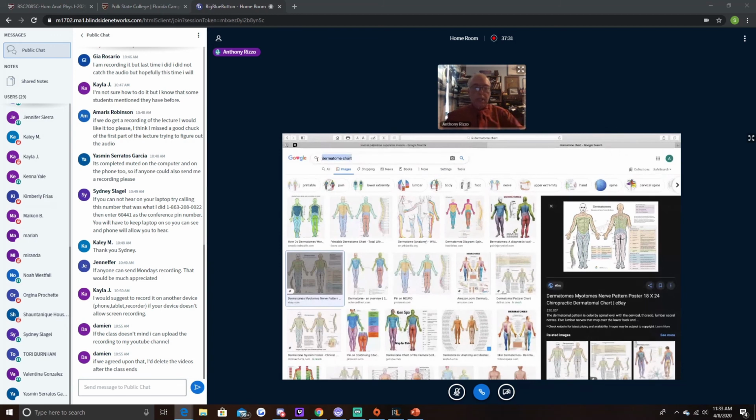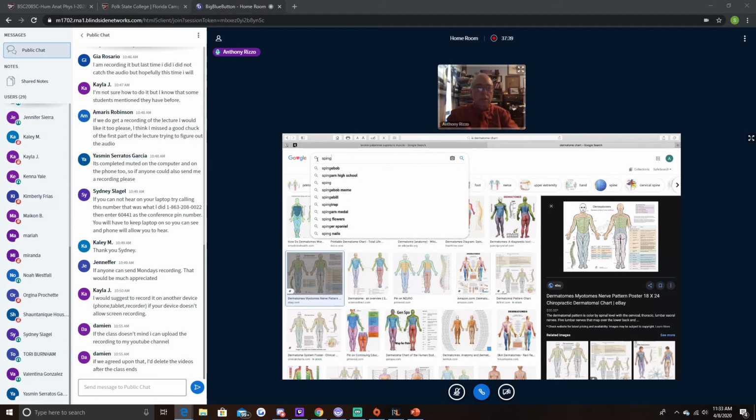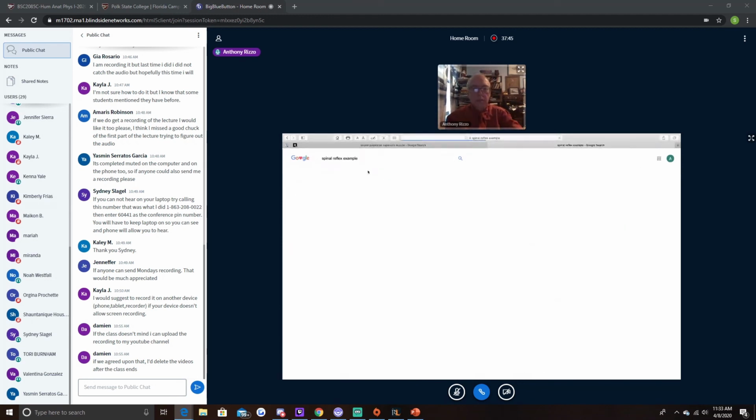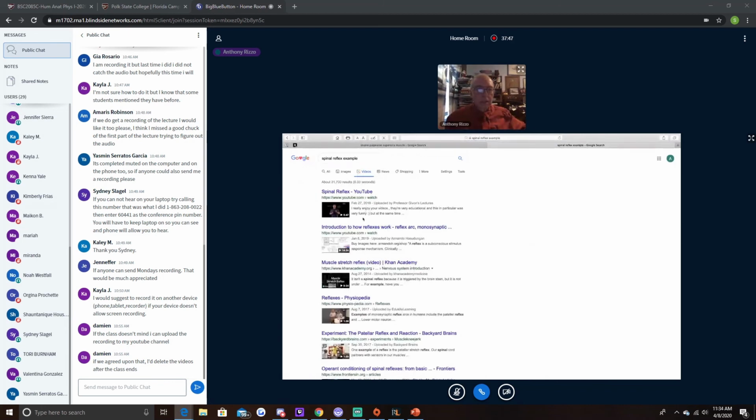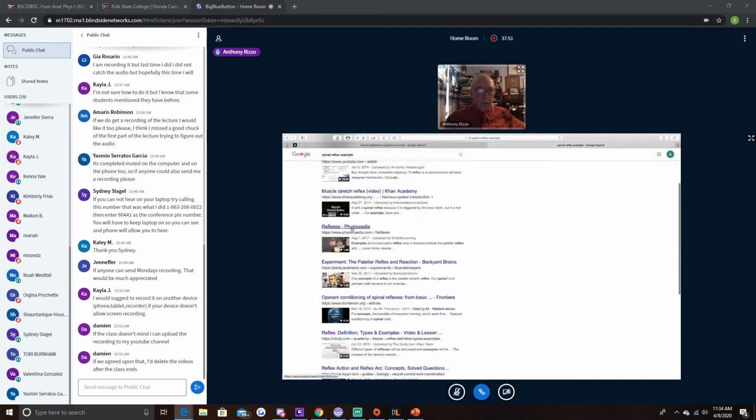Let me see if we're going to talk about dermatomes again in another lecture coming up, but let me see if there is a spinal reflex example. Let me see if there's a video of that. I don't want any 5-minute videos on this. Let's try this.